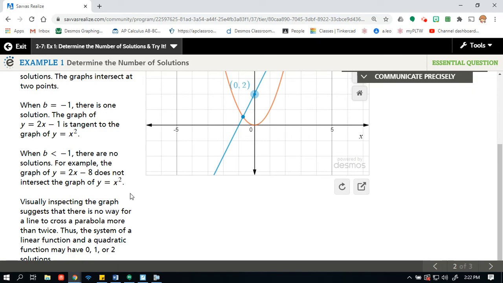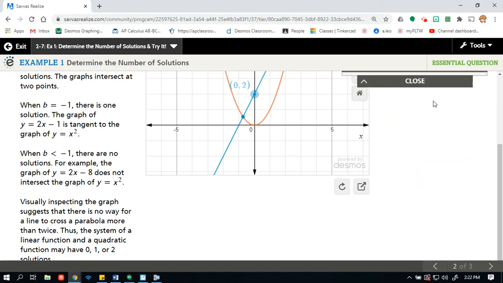When b is less than -1, there are no solutions. For example, the graph of y equals 2x minus 8 does not intersect the graph. So there are no real solutions. Visually inspecting the graph suggests that there is no way for a line to cross the parabola more than twice. Thus, the system of linear functions and a quadratic function may have 0, 1, or 2 real solutions.